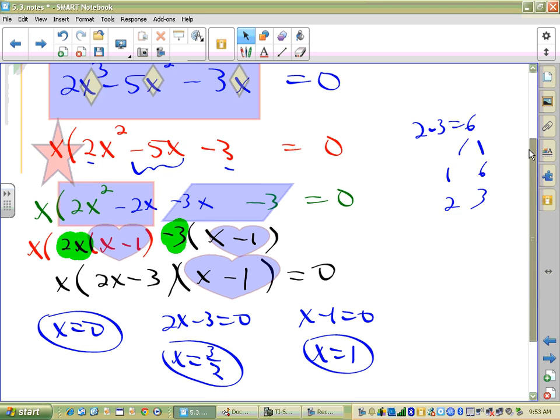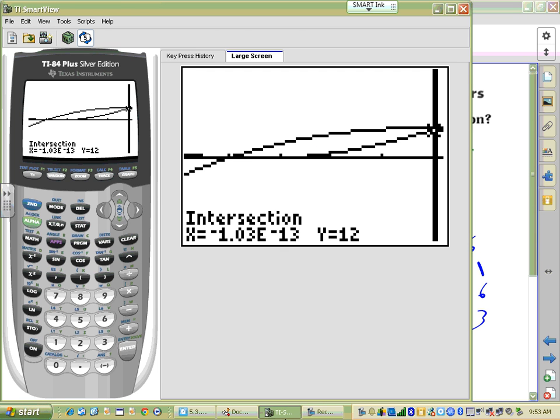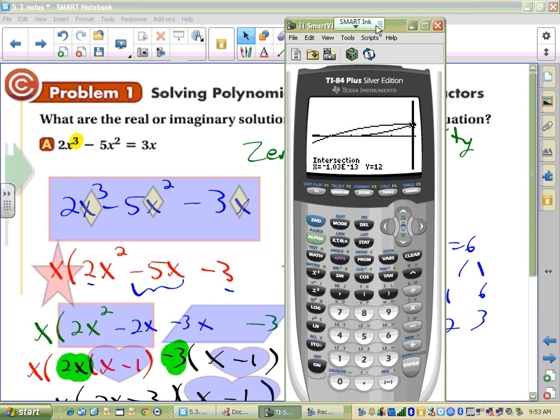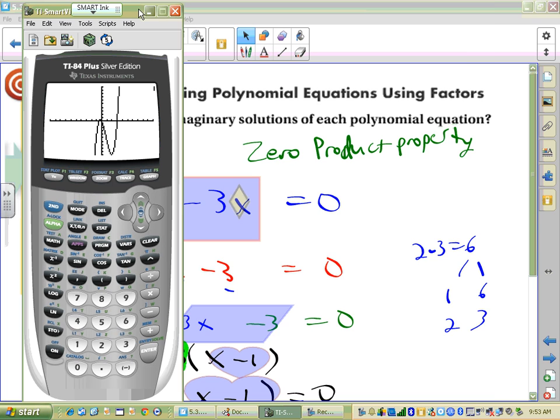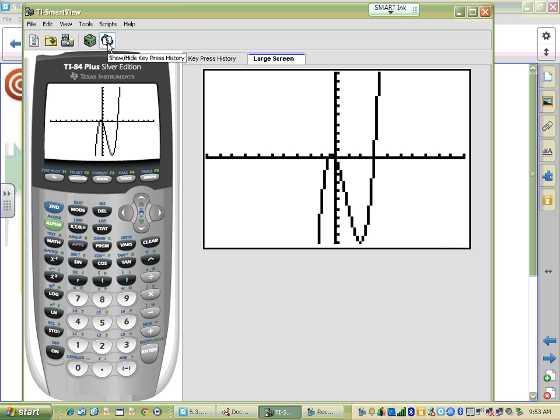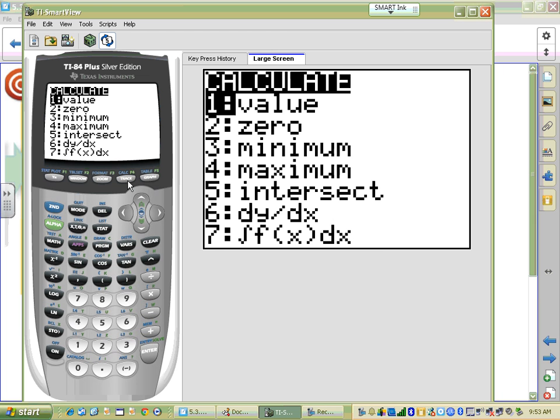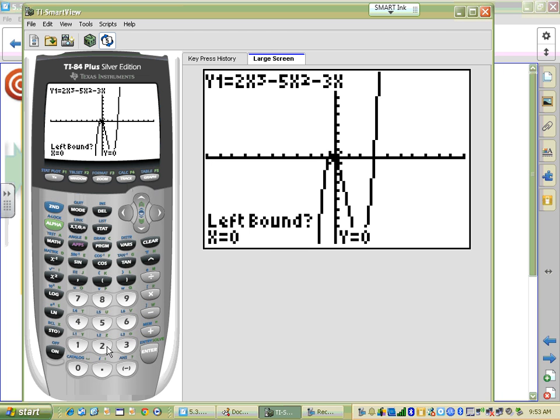Check this out. If we wanted to solve this, we could have by graphing it. I'm just taking a regular TI-84 graphing calculator. You could take a TI-83, you could take an Inspire, do the same thing. I'm taking 2x cubed minus 5x squared minus 3x, and I'm going to graph this with the standard viewing window. And what I want to see are the points where the graph goes through the x-axis. So I need to calculate the zeros of the graph.